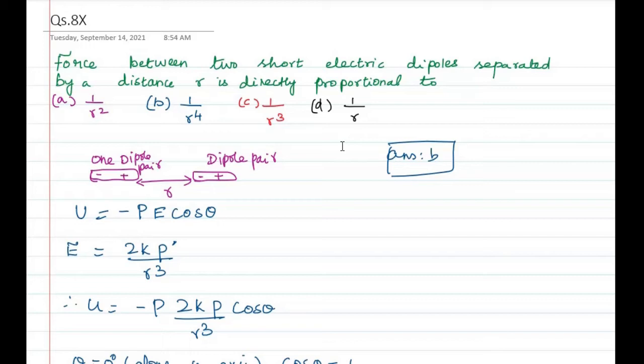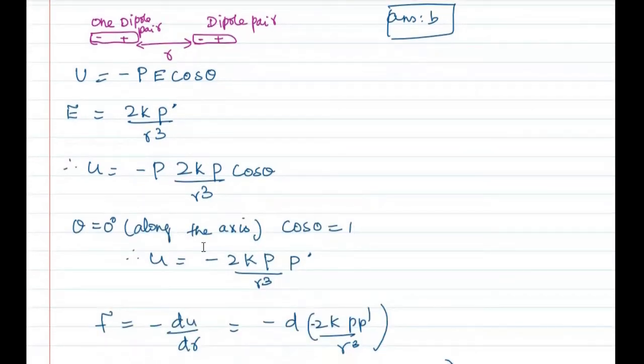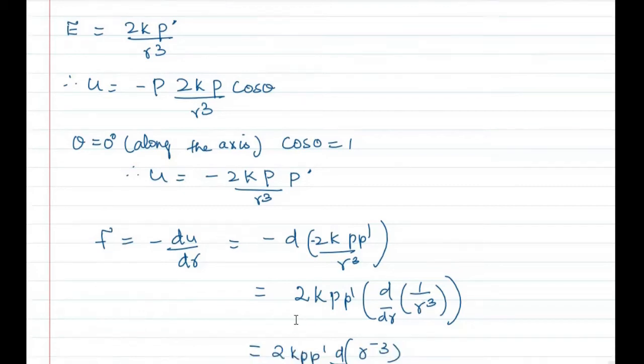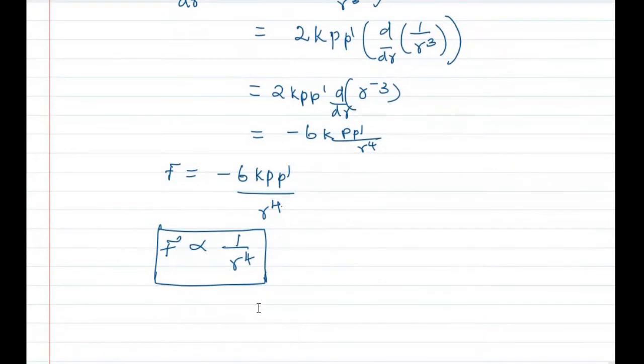So what we have done is, this is the potential energy of the dipole moment. U denotes energy. In this formula, substitute the electric field along the axial line. Then theta value is 0, since it's the axial line, there is no angle formed. Then we'll get U is equal to minus 2kPP dash divided by r cube. Then we want to find force. The relation is F is equal to minus the differentiation of energy with respect to the separation distance r. So just substitute and differentiate it, then you find the final expression: force is inversely proportional to 1 by r4.